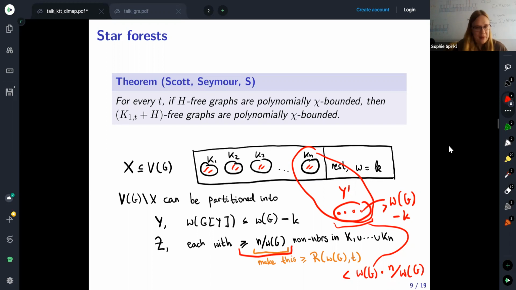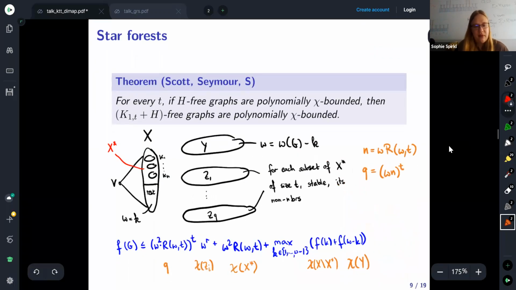So let me show you again what this looks like in the picture with V and its neighbors. We have V here and its neighbors, and we've done this take a max clique, put it aside procedure in the set of neighbors of V. And now what remains, as we said before, can be partitioned into Y, something where the clique number went down to omega of G minus K, where K is the clique number of what remains here in X, and into vertices with at least N over omega of G non-neighbors among this set.